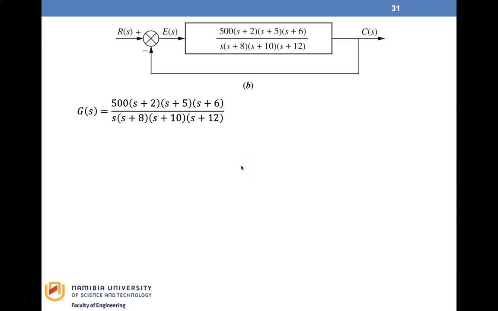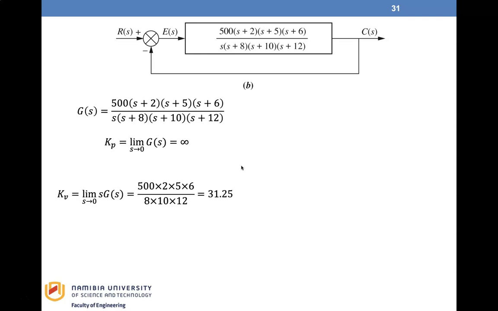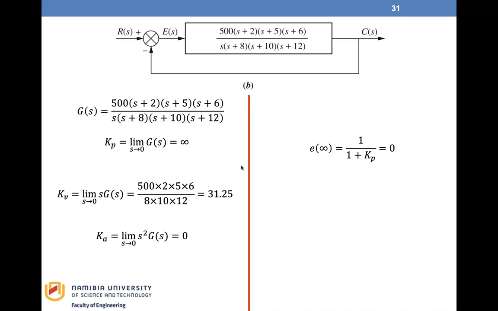Our G(s) equals 500(s+2)(s+5)(s+6) over s(s+8)(s+10)(s+12). And we compute our static error constants to yield Kp equals infinity, Kv equals 31.25, and Ka equals 0. Therefore, the steady state error is computed as 0 for step input, as we predicted, because we have one integrator in the feed-forward path.